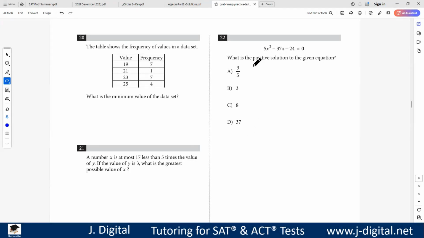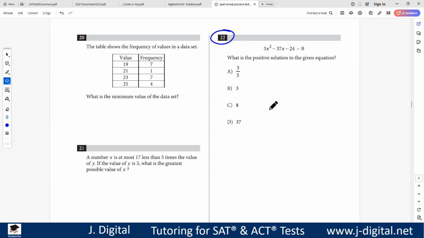All right, let's take a look at this example problem here. We have 5x squared minus 37x minus 24 equals 0. What's a positive solution to the given equation? Okay, what type of equation is this? We have x squared as the highest exponent, so it's a quadratic.